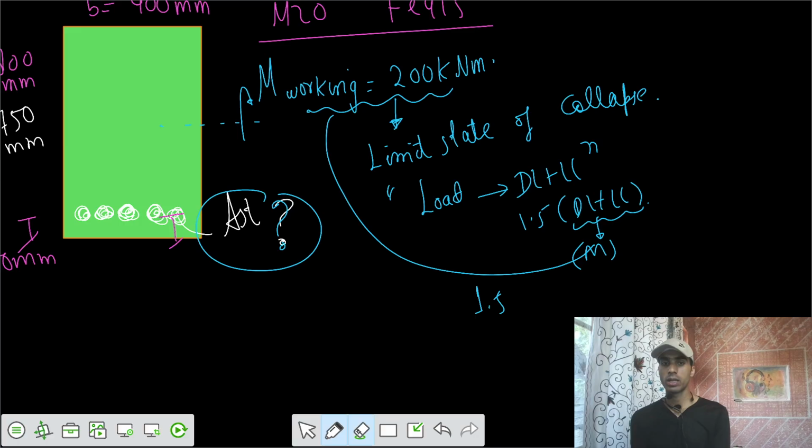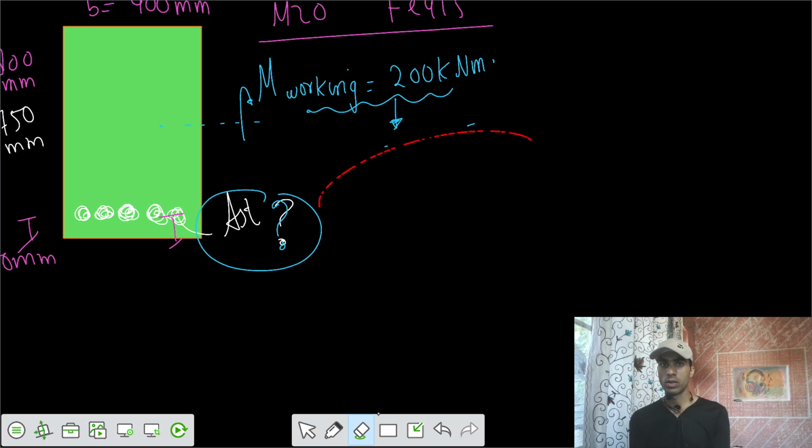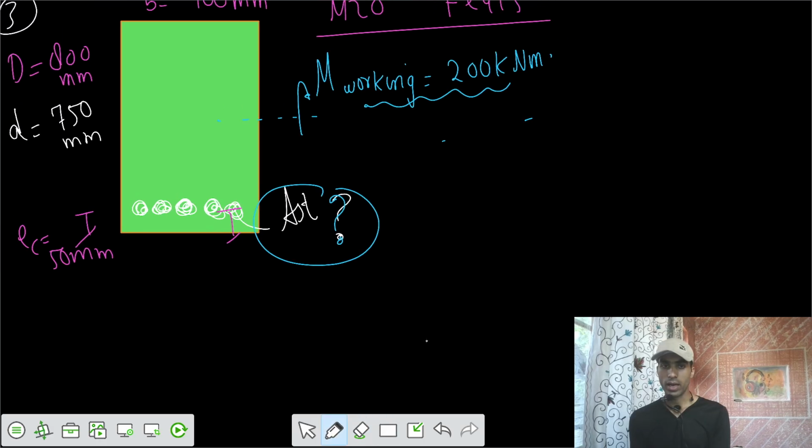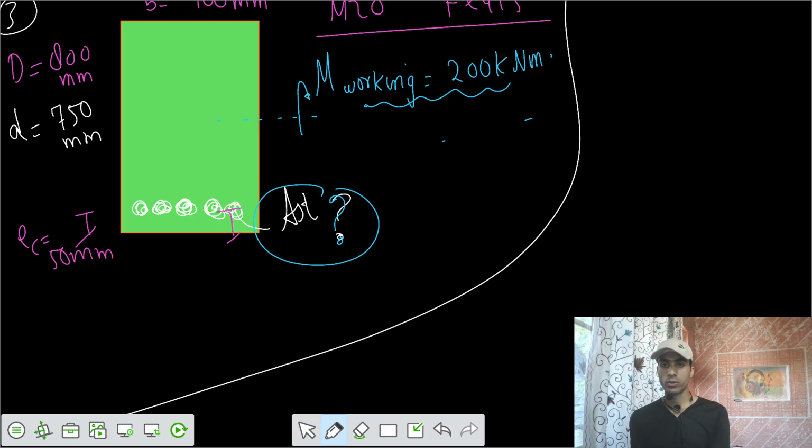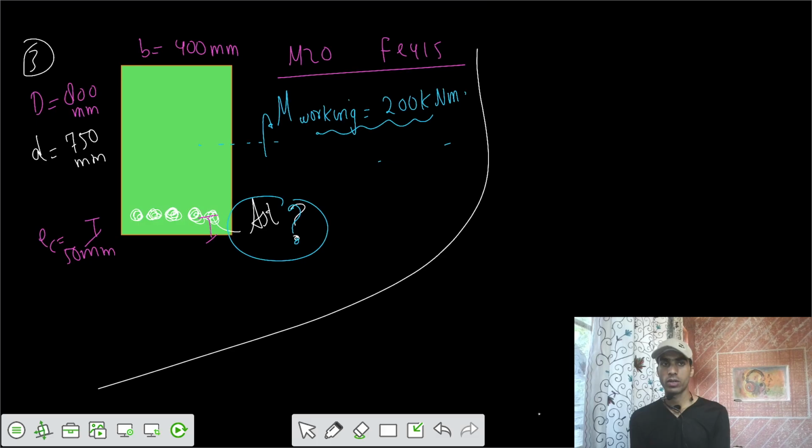Because we are talking about limit state of collapse, that's related to flexure, limit state of flexure. So for that we have to take what we call factored moments. Okay, so once this is the data provided to you, let's try to get the actual solution. Let's write the solution now.